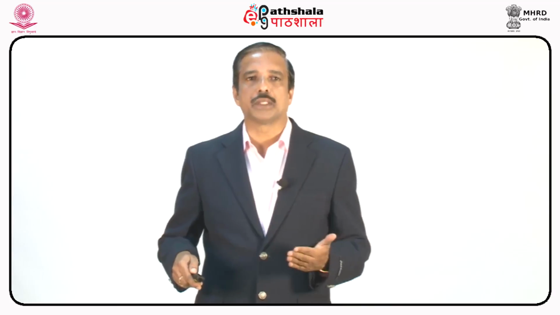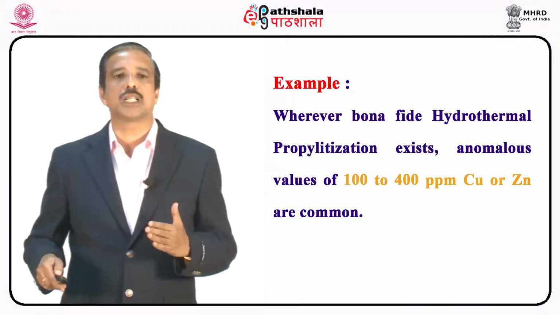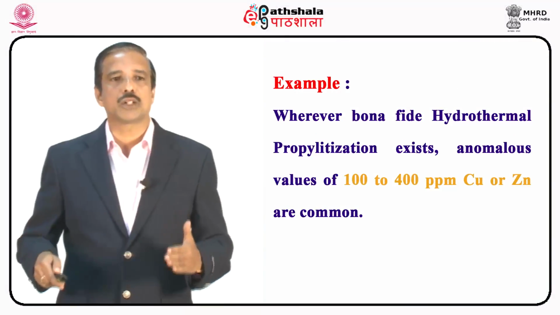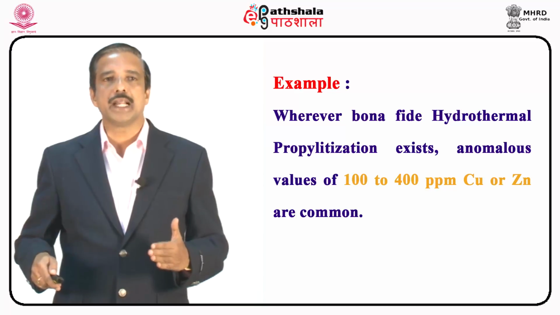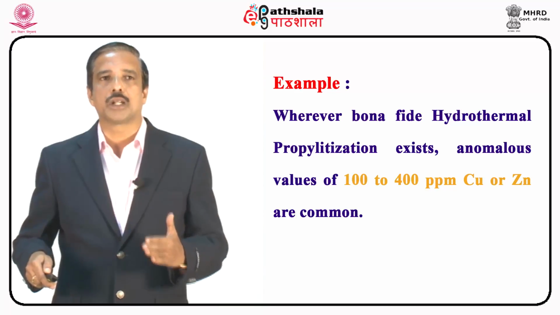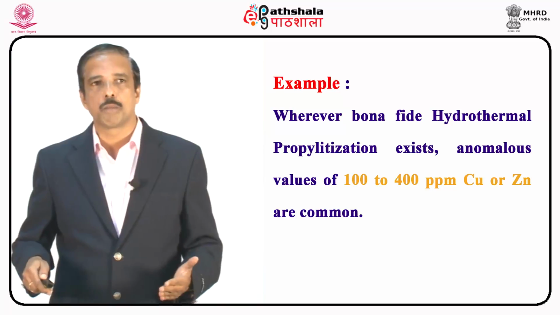Hence, hydrothermal alteration that is surrounding the ore deposits can be confused with other phenomena and vice versa. In such cases, geochemistry can be extremely useful. For example, wherever bona fide hydrothermal propylitization exists, anomalous values of 100 to 400 ppm copper or zinc are common.